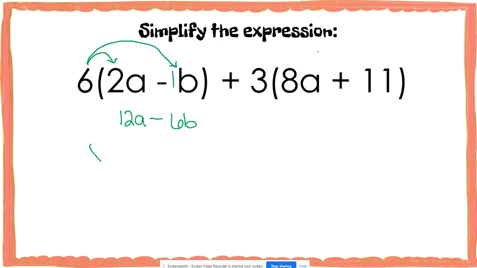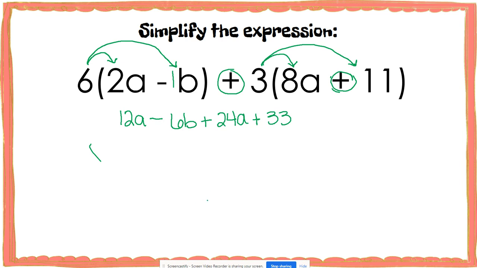Now let's go to my second set of numbers, and let's go ahead and distribute this 3. I'm going to multiply 3 times 8a, and then I'm also going to multiply 3 times 11. Well, this 3 is positive, which I know because there's a plus sign in front of it. So positive 3 times positive 8a is positive 24a. So I'm going to write plus 24a. Then 3 is being multiplied by positive 11, which I know because this plus sign is here. So positive 3 times positive 11 is positive 33. So I will write plus 33.